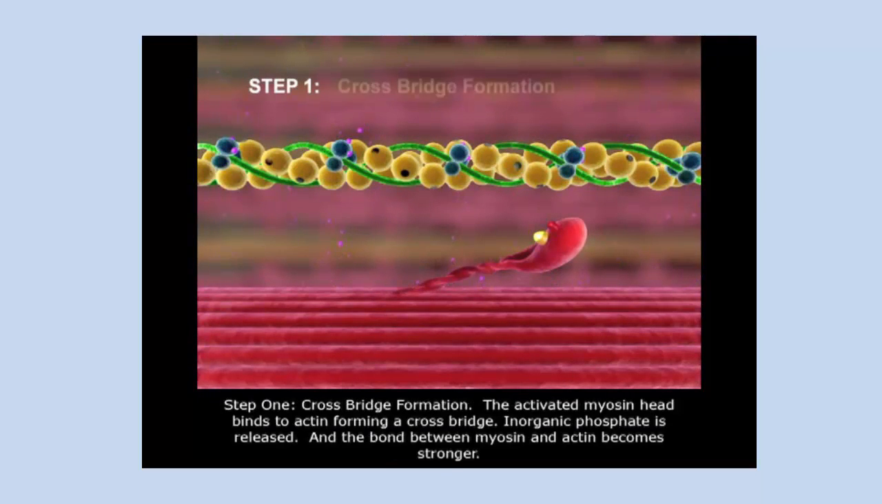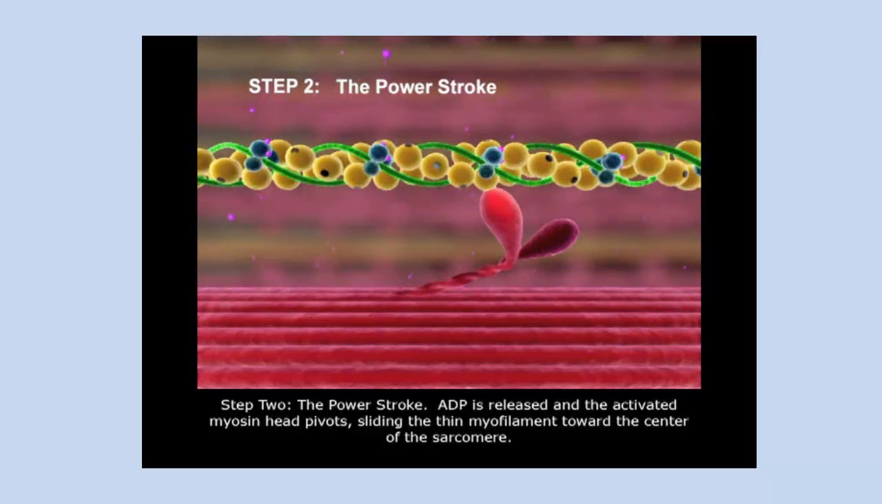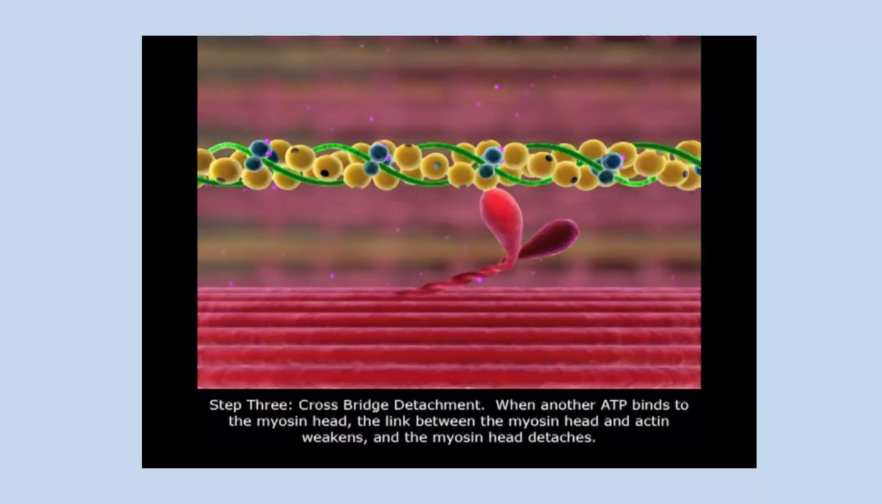Step 1. Cross-bridge formation. The activated myosin head binds to actin, forming a cross-bridge. Inorganic phosphate is released, and the bond between myosin and actin becomes stronger. Step 2. The power stroke. ADP is released and the activated myosin head pivots, sliding the thin myofilament toward the center of the sarcomere.